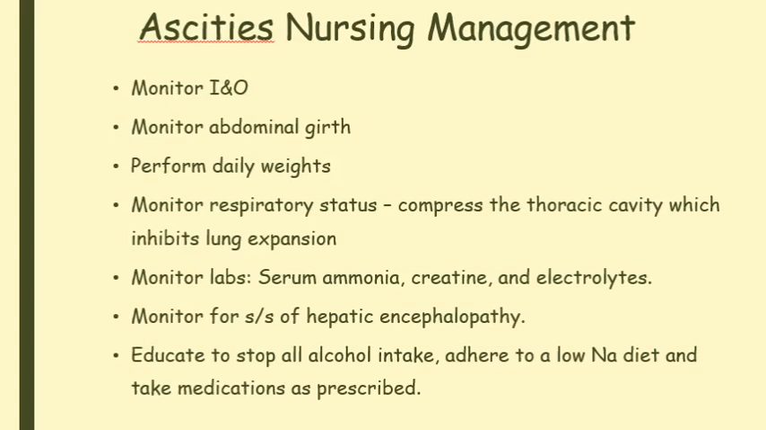So, ascites, nursing management, what are we going to do? We're going to monitor our I&O. We're going to monitor that abdominal growth. So, we are going to take a tape measure. Yes, your units have tape measures. You, nurse, are going to get a tape measure and you are going to monitor the abdominal girth at the beginning of your shift. You're going to monitor the abdominal girth at the end of your shift. And you are going to trend it to what that abdominal girth has been over the past few days.